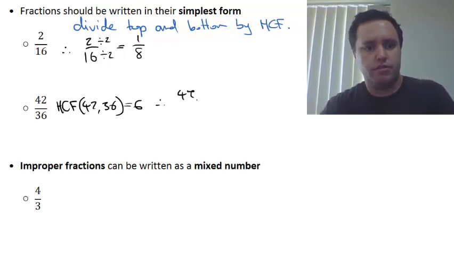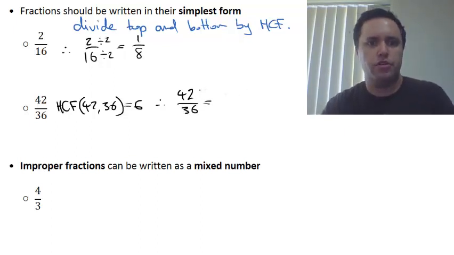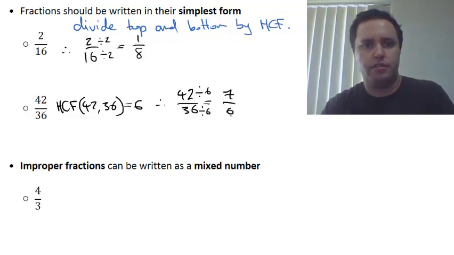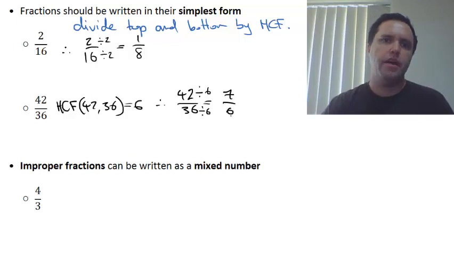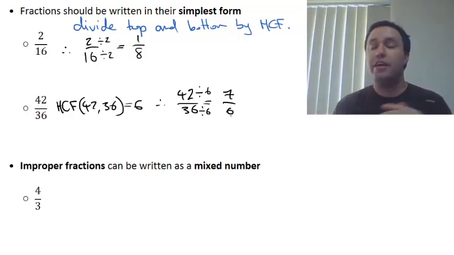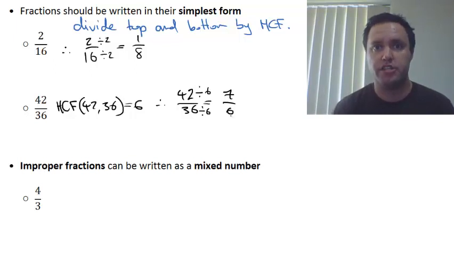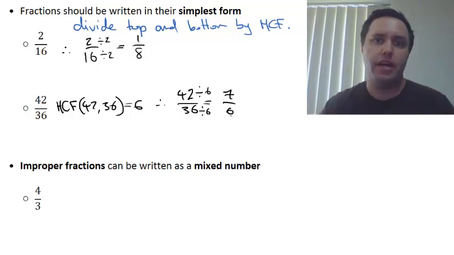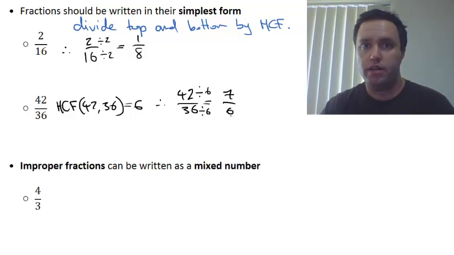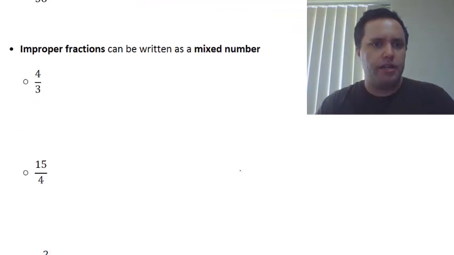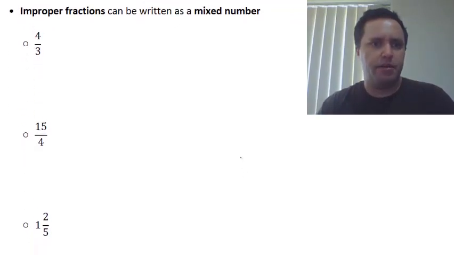Therefore, 42 over 36 is equal to, divide by 6, and get 7 over 6. Okay? So when you'll be asked to do any kind of operation, any kind of simplification involving fractions, your end result, you should always be trying to put that in the simplest form. Okay? Now, once two numbers have a highest common factor of only 1, so they're relatively prime, then you can stop. Okay? Right. Improper fractions can be written as mixed numbers and vice versa.